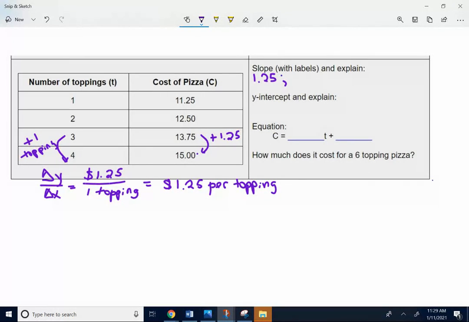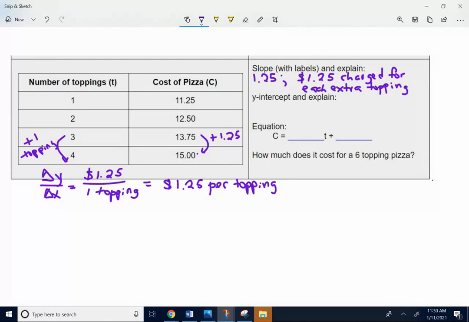But what that means, think about change. Slope is change. What that means is you're going to be charged an extra $1.25 for each extra topping. So $1.25 charged for each extra topping. That's just the way I worded it. You could word it a different way. So that's the slope.